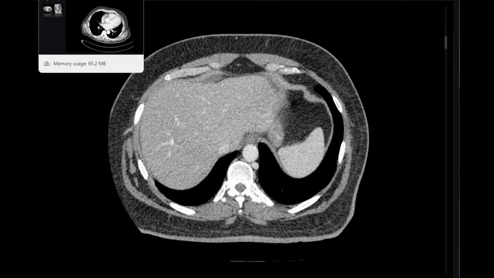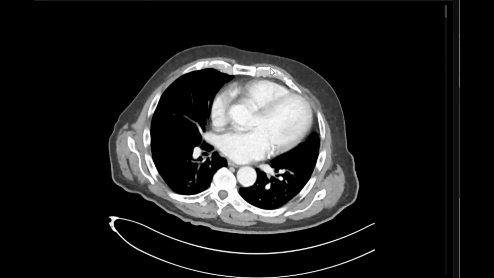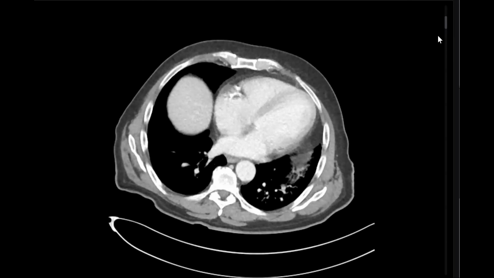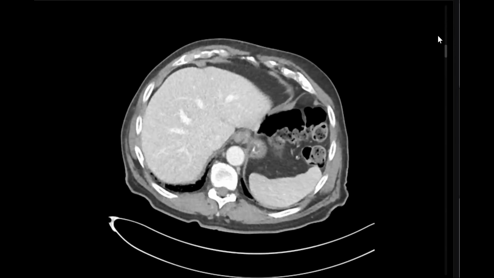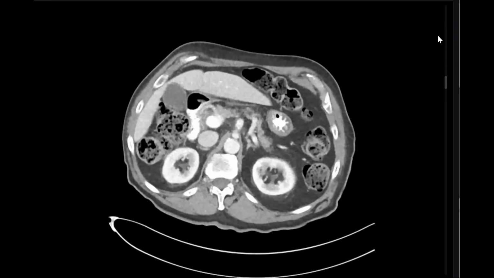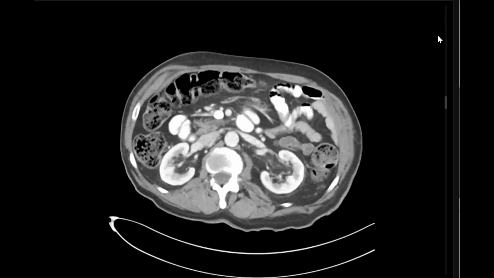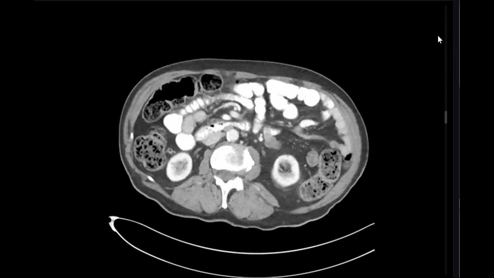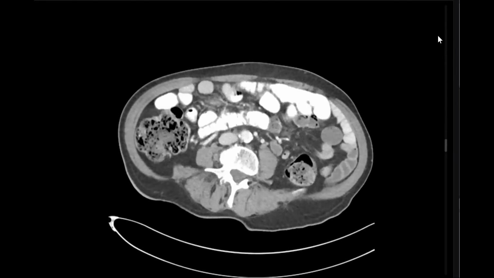I'll give you another case to look for another complication, acute abdominal pain. You can scroll. So I have been provided with the post-contrast CT images of a patient who presented with abdominal pain. I'll scroll through the images and I'll mention my findings. So I'm scrolling down to the last cut.